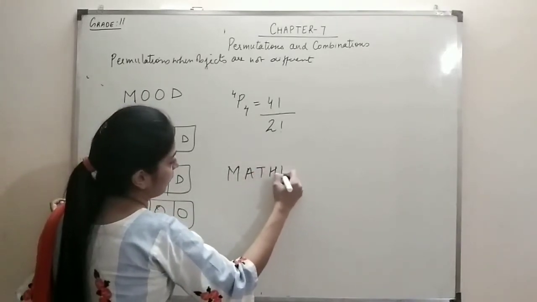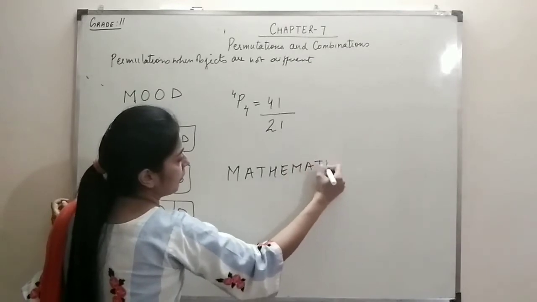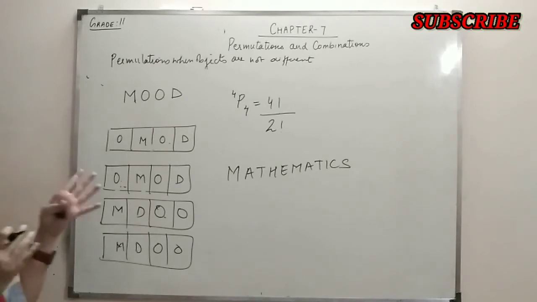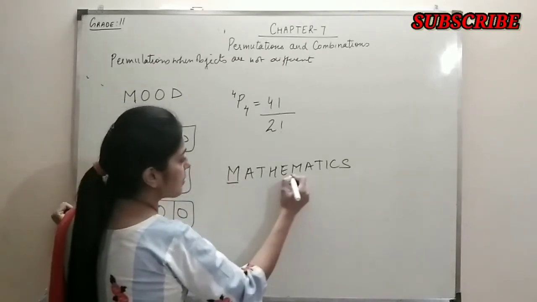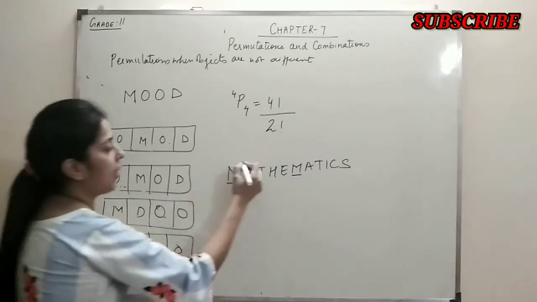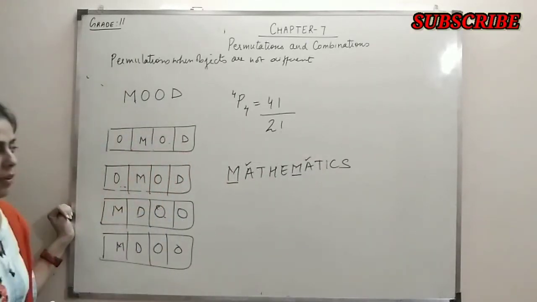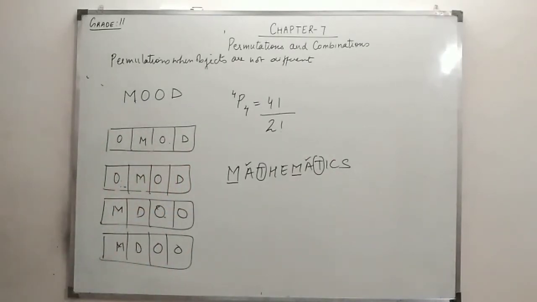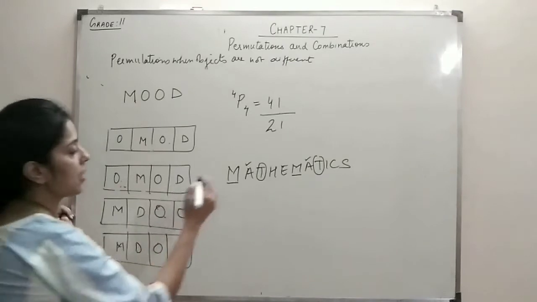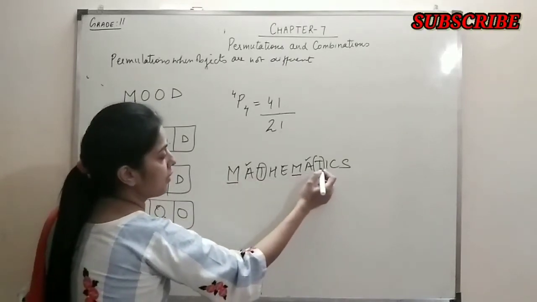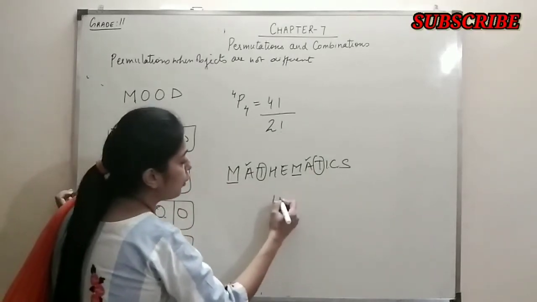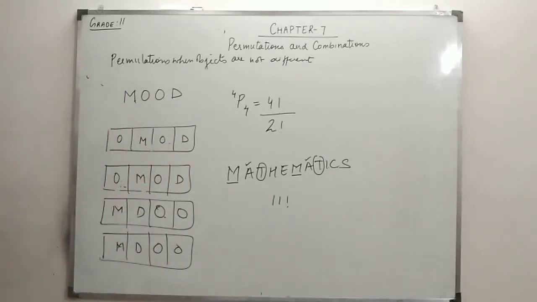Mathematics. In this word, you see that all the objects are not different. Here M is coming 2 times, here A is coming 2 times, here T is coming 2 times. But the total letters are 1, 2, 3, 4, 5, 6, 7, 8, 9, 10, 11. So if we use all, they can be arranged in 11 factorial ways.